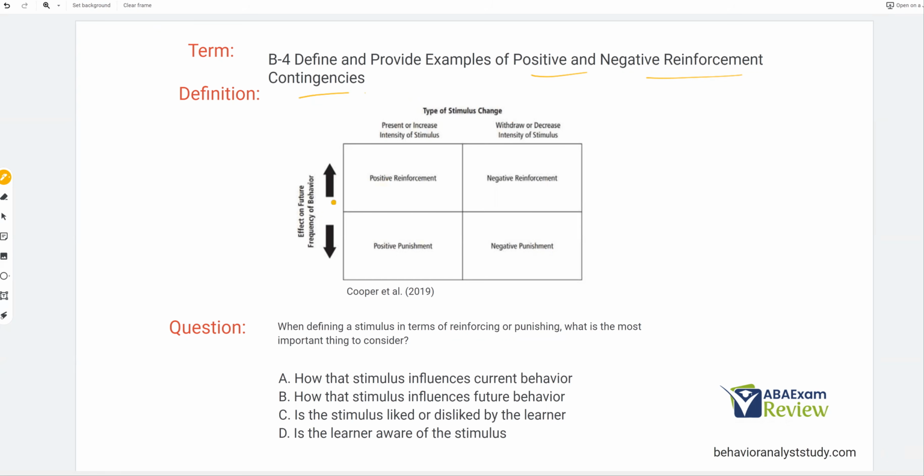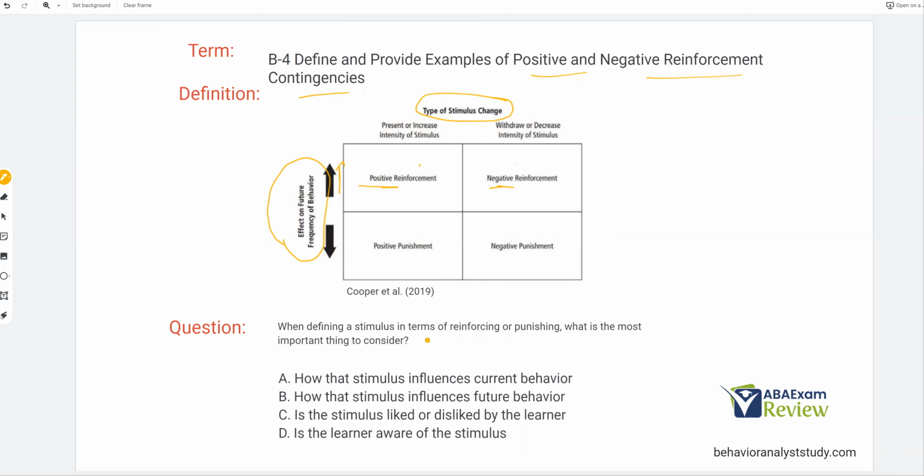So with that said, let's look at this Cooper chart, which is a nice little visual for what we're talking about. Because when we go to answer questions on positive and negative reinforcement, we're going to ask ourselves two things. What is the effect on future frequency of behavior? And then how did the stimulus change? Did we add or did we withdraw? So we know if the behavior increases, it's going to be reinforcement. If we present or add, it'll be positive. If we withdraw, decrease, take away, it'll be negative. Very straightforward, but you need to approach all reinforcement and punishment questions that way. Which way does the behavior move? Did we add or remove the stimulus? Combine, you get your answer.